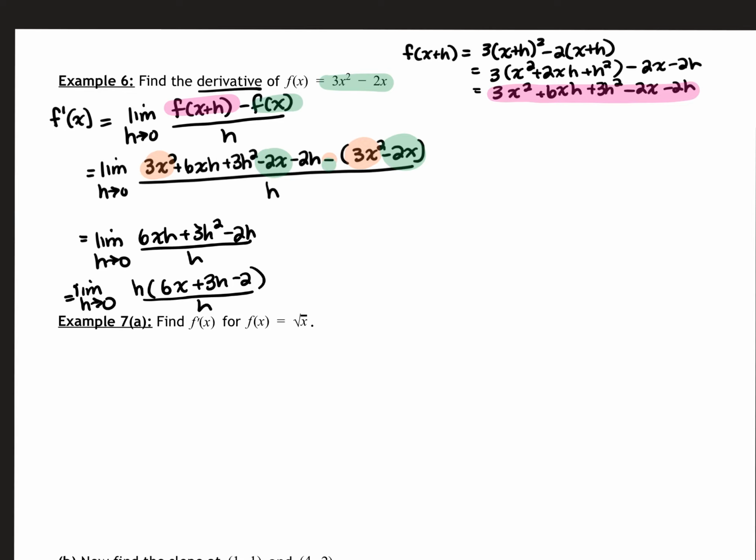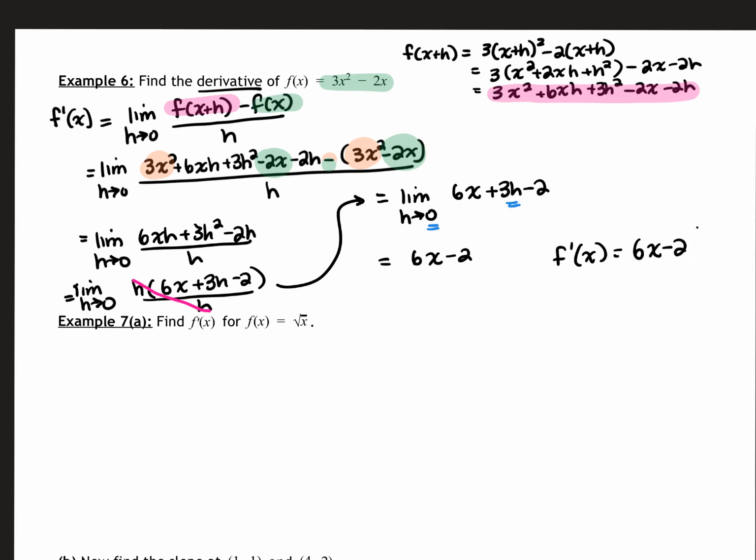All right, so we're just moving along here. Hopefully you see, we've got that giant 1 with our h's, and what we have left is the limit as h approaches 0 of 6x plus 3h minus 2. And now's the beautiful time in the whole process when we can just plug in 0 for h, and we get 6x minus 2. So this is the derivative of f of x.